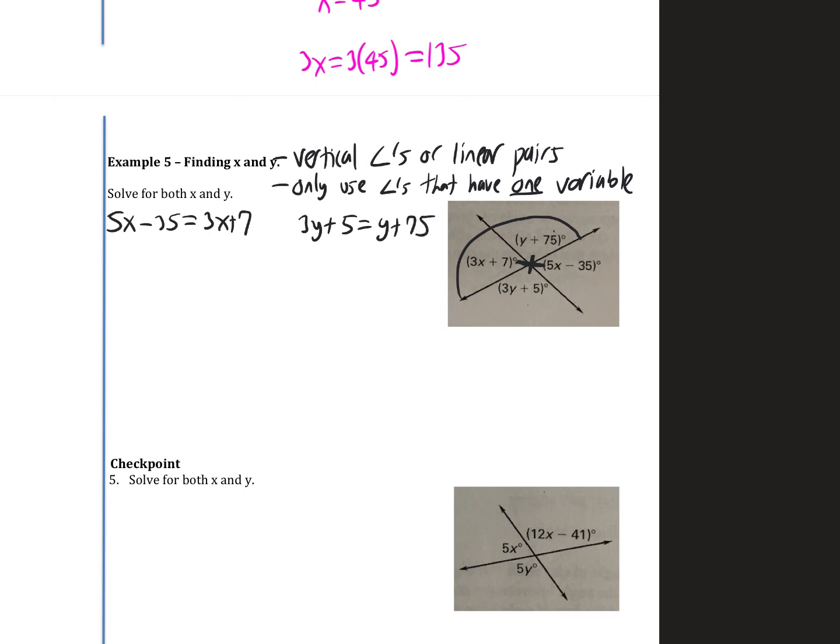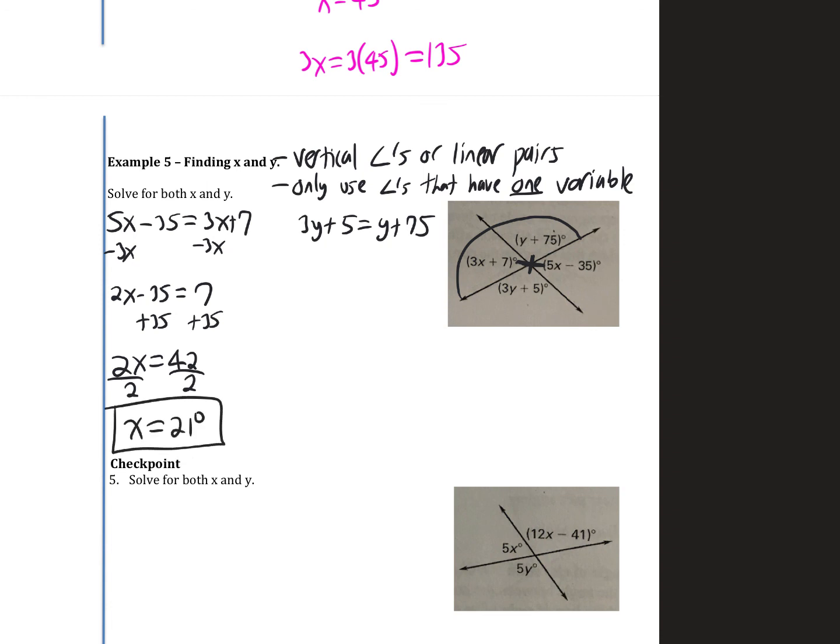All right, we need to solve for x now. We're going to subtract 3x from both sides. We have 2x minus 35 equals 7. Add 35. 2x equals 42. Divide by 2. We get x equals 21 degrees. And we're just looking for x. Actually, that's fine. We're looking for x.